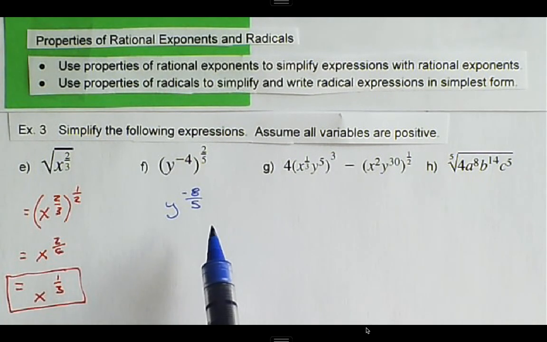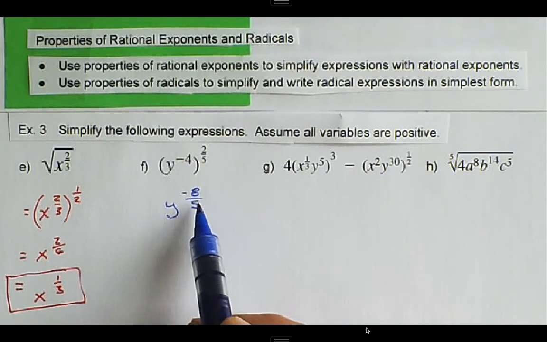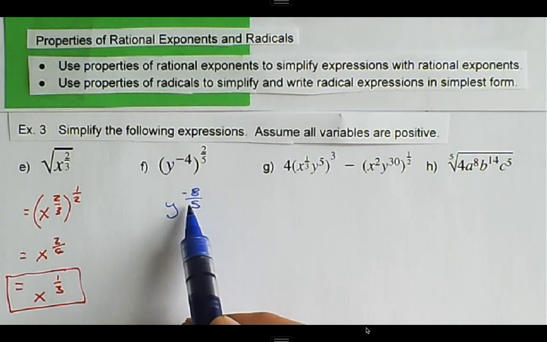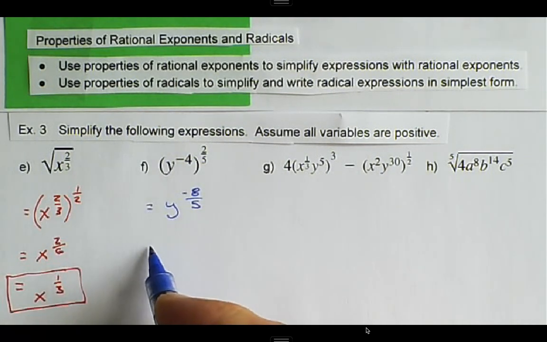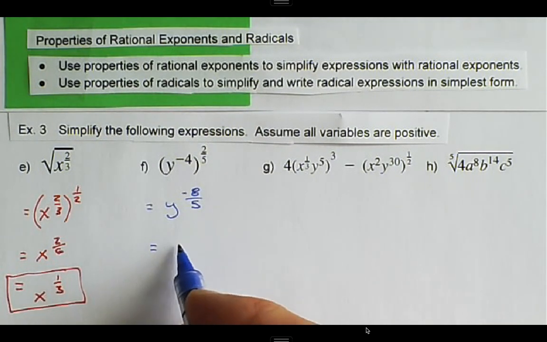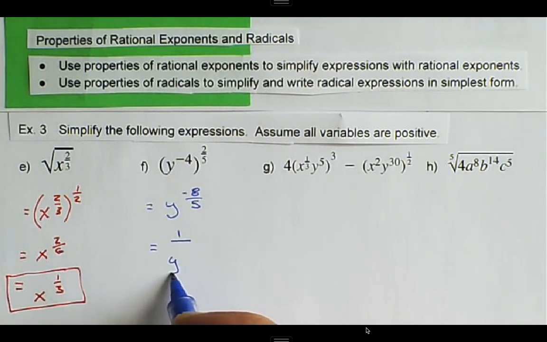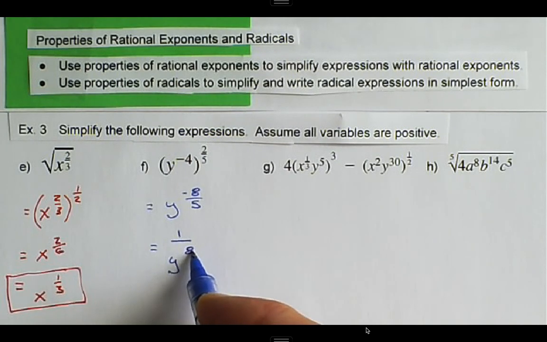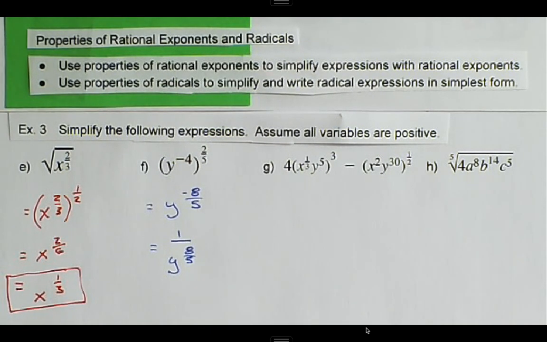And then in order to get rid of the negative value, we can rewrite this by moving it to the denominator. So y to the 8/5. And now we can split this up a little bit, because we don't like to have a radical in the denominator, which right now we do because the 5 is in the denominator.